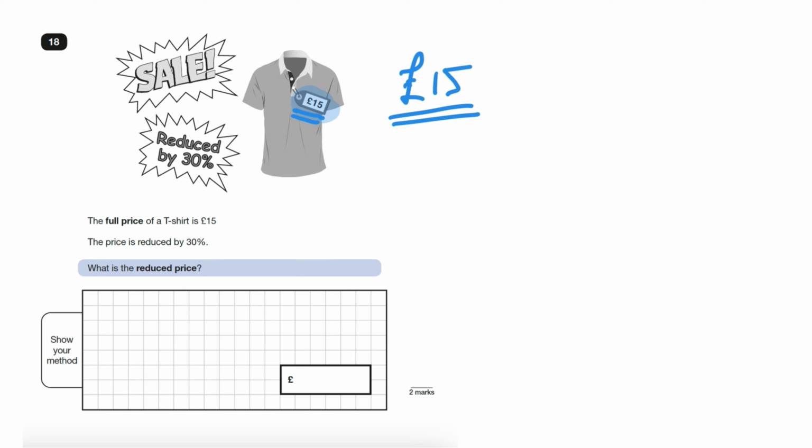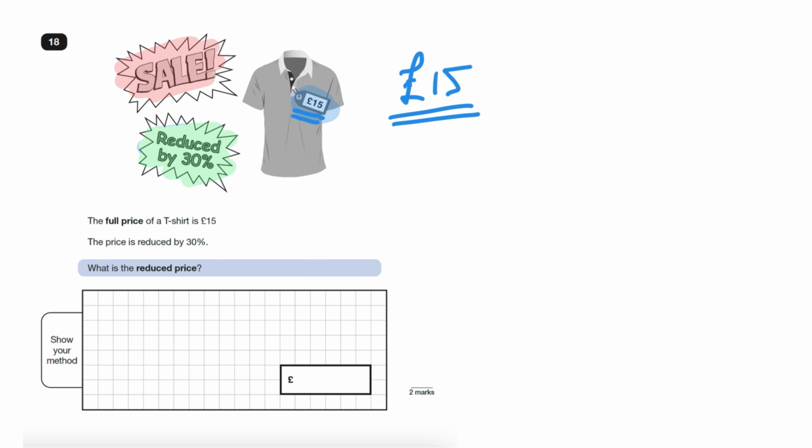The next thing I can see is percentages, okay? Now, again, if we just go back to our arithmetic, if we look at this, we've got all these flashy signs, we've got sale, we've got everything else, we've got a picture of a T-shirt. It's not there to distract you, it's just real-world information. But again, as soon as I'm seeing percentages, I'm just thinking, this is asking me to find a percent, okay?